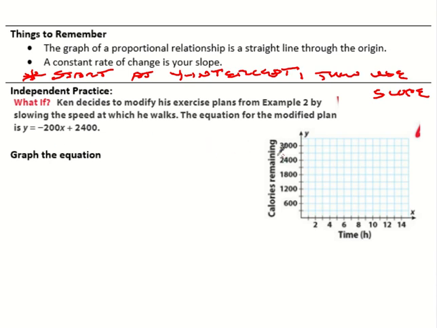The coordinate plane's already been made for you, but be careful with your slope and be careful what they're graphing by.